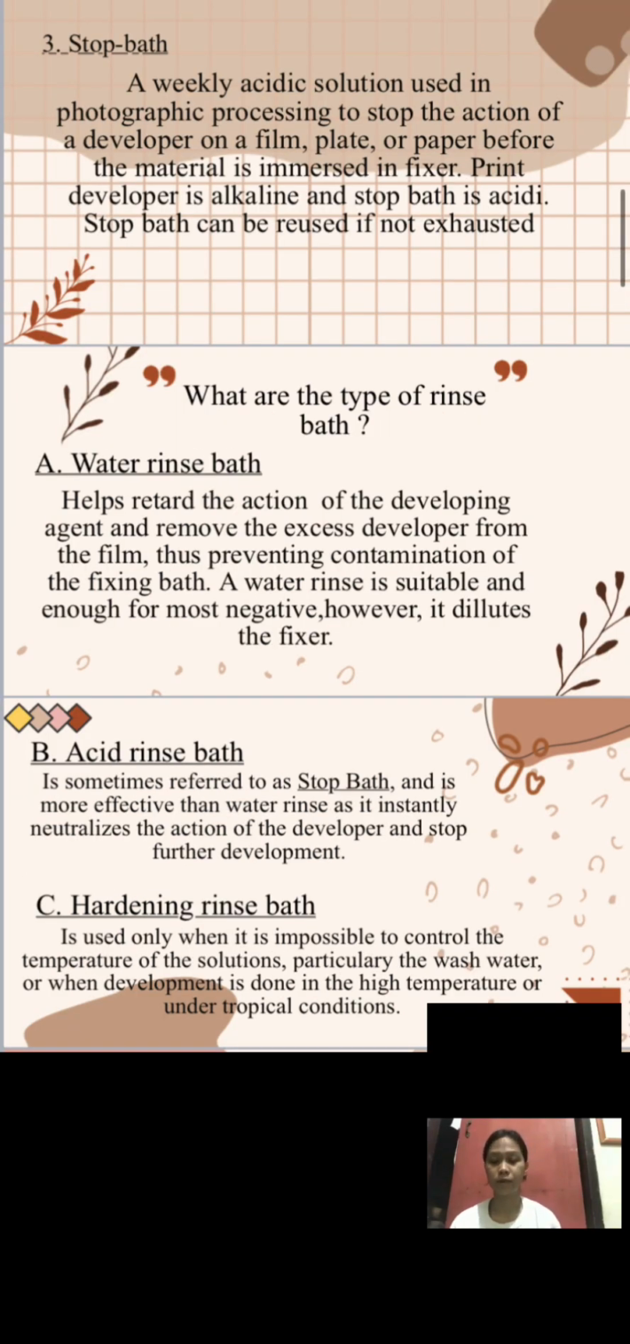What are the types of rinse bath? First is water rinse bath. It helps retard the action of the developing agent and remove the excess developer from the film, thus preventing contamination of the fixing bath. In a water rinse bath, the object is then placed in a container of water.